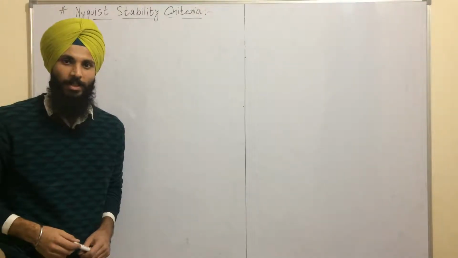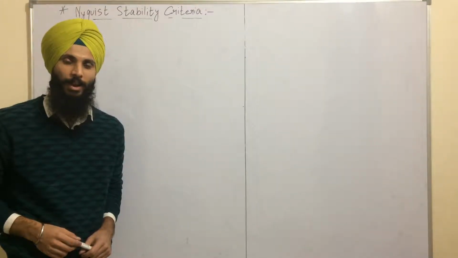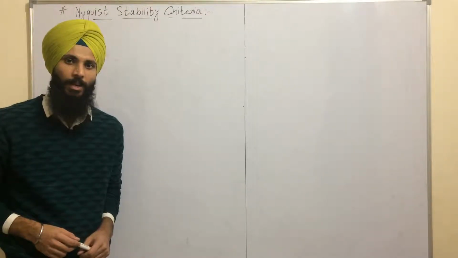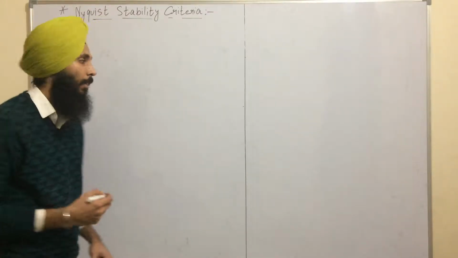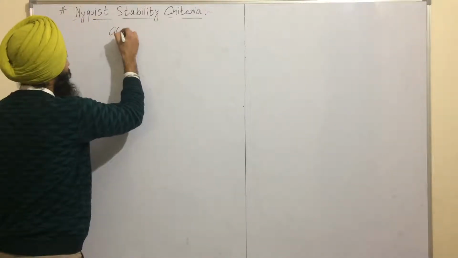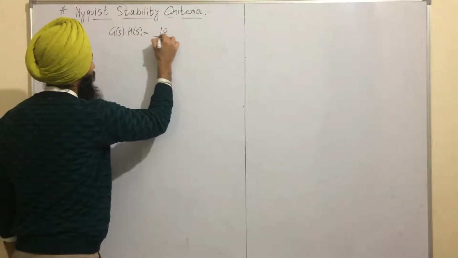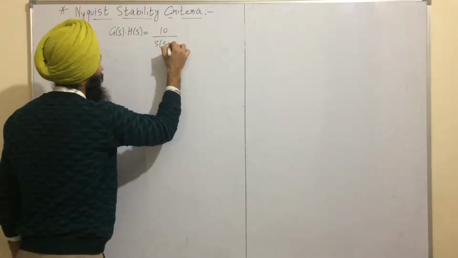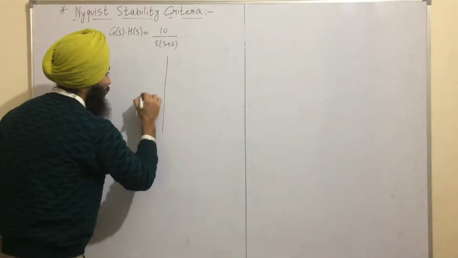In this topic, that is Nyquist Stability Criteria, we are going to understand how by using the Nyquist plot we can find the stability of the system. So previously we had done two questions. I am going to rewrite the statement for the first one. The first one was G(S)H(S) is equal to 10 divided by S plus 2. If I redraw its Nyquist plot, it was something like this.